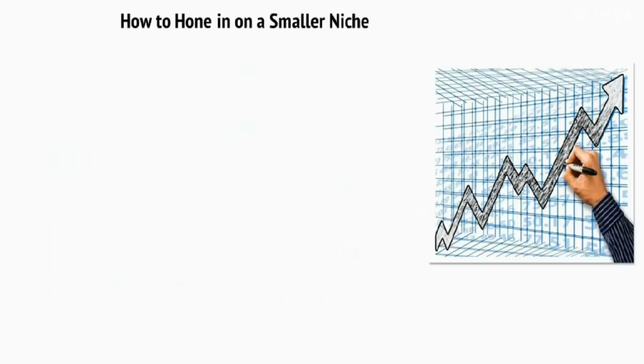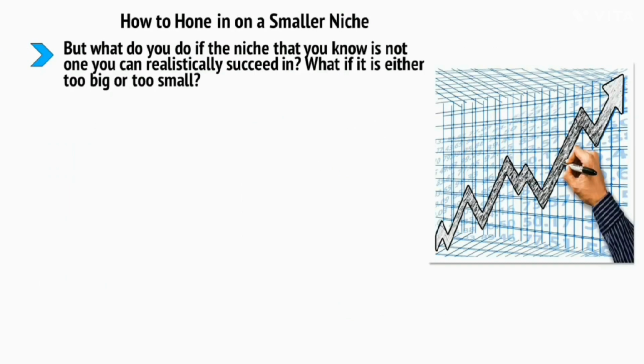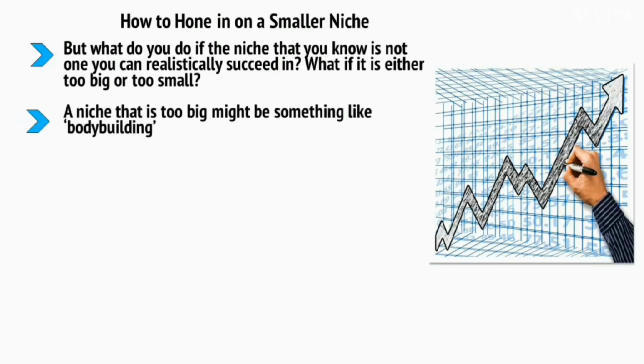How to hone in on a smaller niche. But what do you do if the niche that you know is not one you can realistically succeed in? What if it is either too big or too small? A niche that is too big might be something like bodybuilding. This is a massive niche, and it's an industry that has huge amounts of cash poured into it all the time. If you want to create a blog on bodybuilding, then you're going to be going up against some huge established brands. These will include the likes of bodybuilding.com.